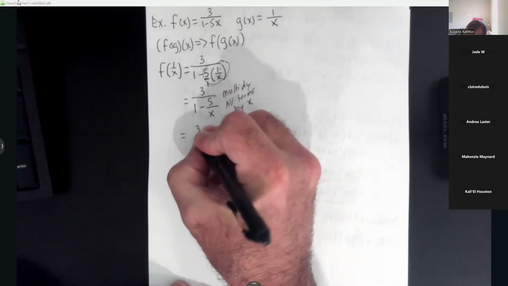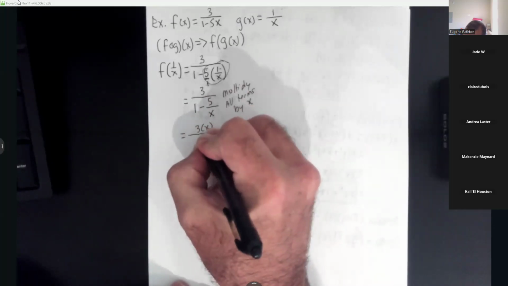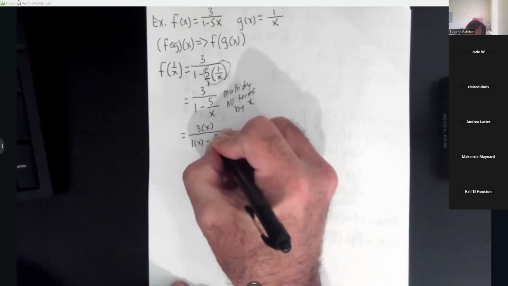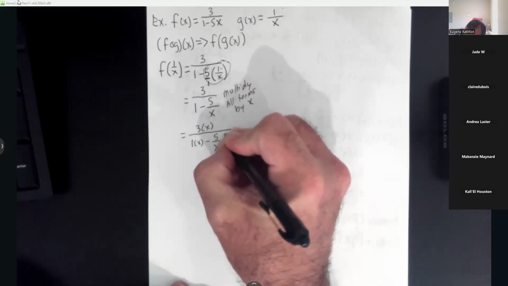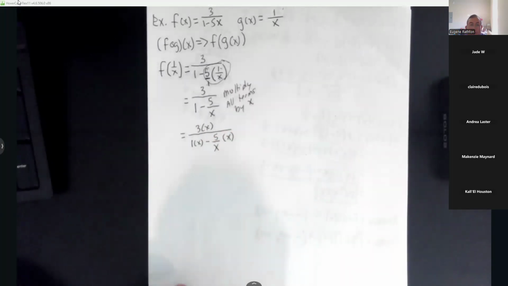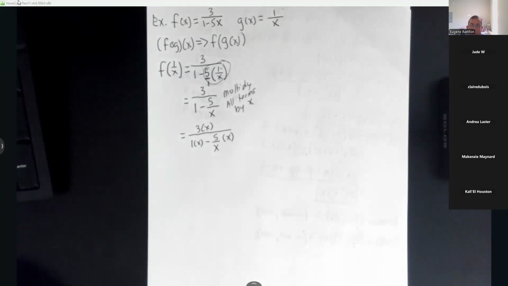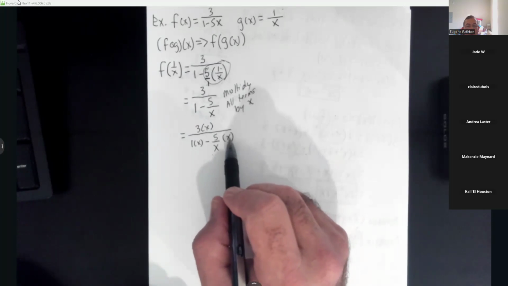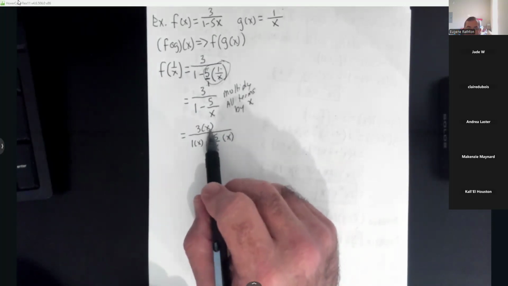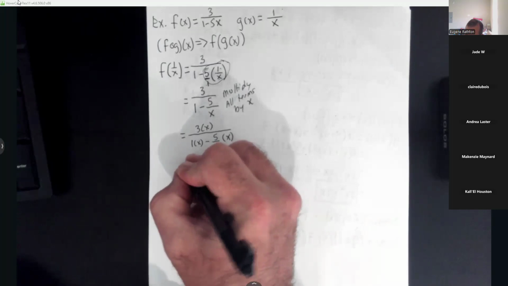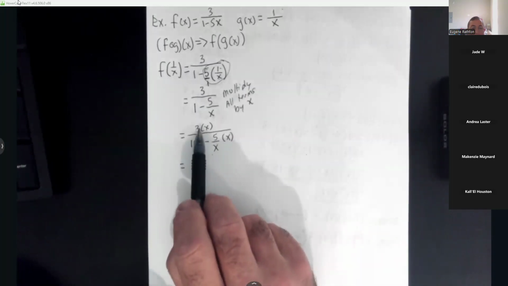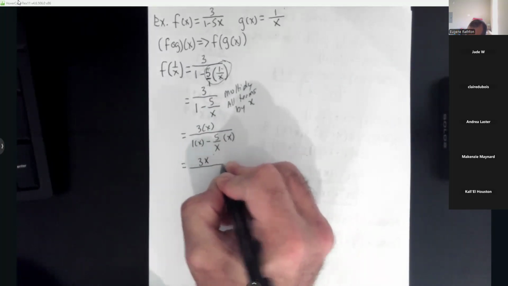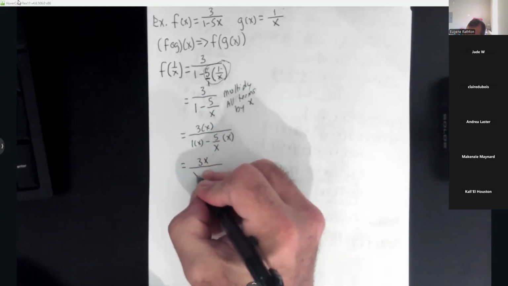On top, I'll have 3 times x. On bottom, I'll have 1 times x minus my 5 over x times x. Remember, multiplying distributes over everything, and what we do to the bottom of a fraction, we have to do to the top. So let's see what happens. 3 times x is 3x on the top. 1 times x is x on the bottom.